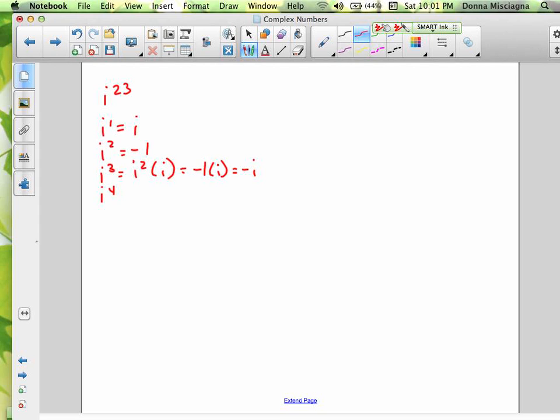i to the fourth, well, I could do i cubed times i, but I think it's easier to do i squared times i squared. i squared is -1, so -1 times -1 is +1. If I took i times -i, I would have gotten the same thing, right? Because i squared is -1, and -1 times -1 would be 1. But I think it's just easier with i squared times i squared.